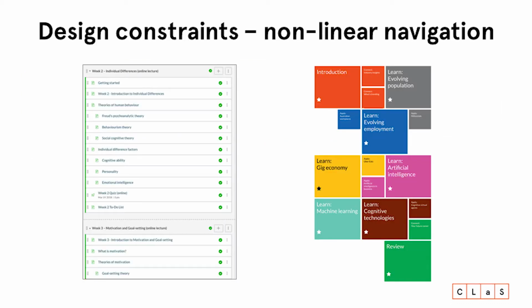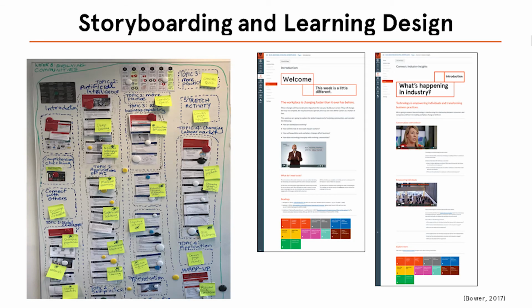And so there were a few design constraints along the way. As we all know and love Canvas, on the left-hand side, it is very linear. It is very sequential. So we really had to get creative and do a lot of manual coding to present a way to students to engage with content in a non-linear way. And I'll show you that in the proof of concept in a wee bit.